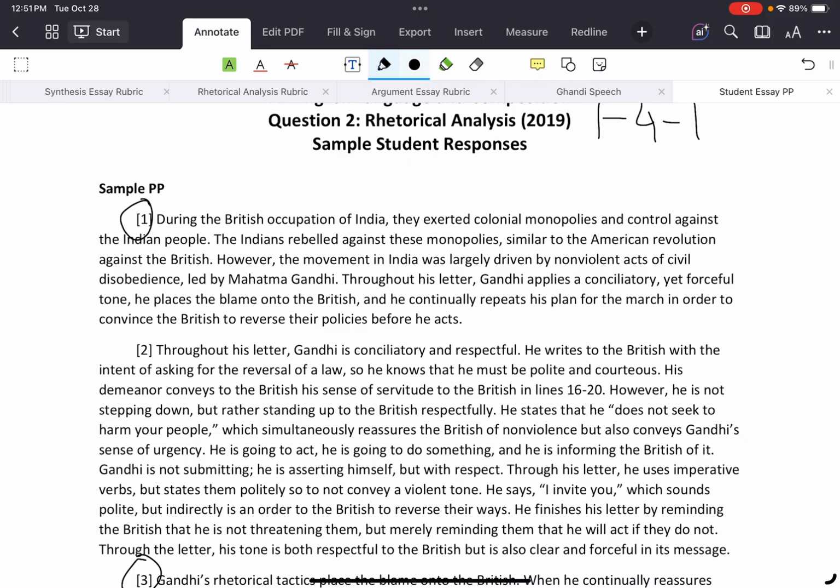So here's the kid. During the British occupation of India, so right here, they exerted colonial monopolies and control against the Indian people. The Indians rebelled against these monopolies, similar to the American Revolution against the British. However, the movement in India was largely driven by nonviolent acts of civil disobedience led by Gandhi. Okay, so I hope you can see that right here, the kid is trying to sketch out the rhetorical situation, all right? He could have put more in there about dates.